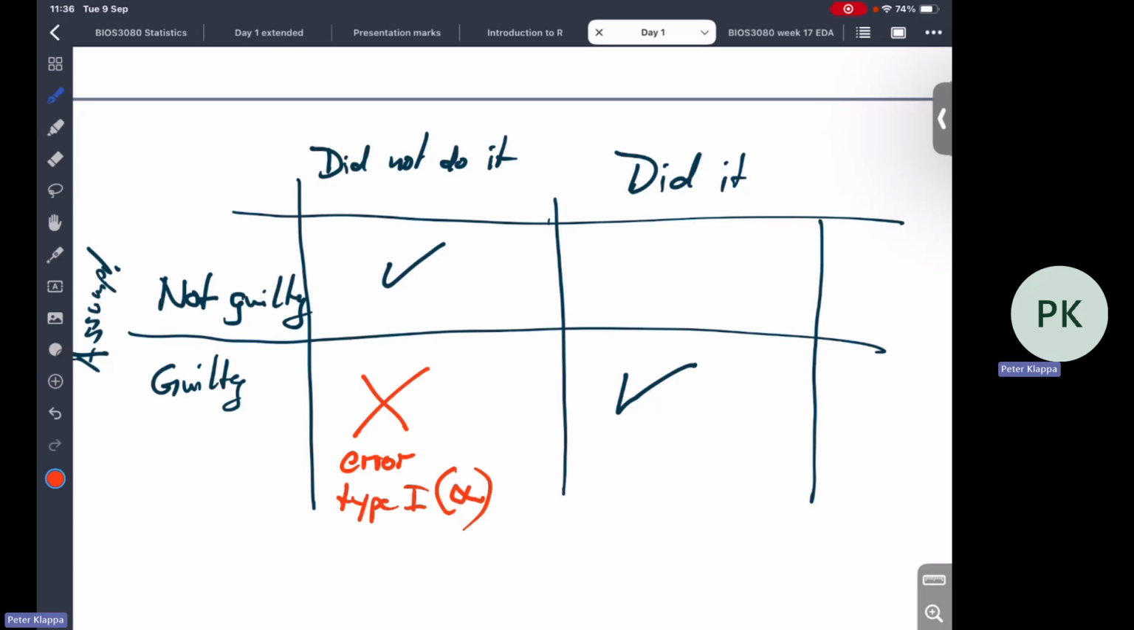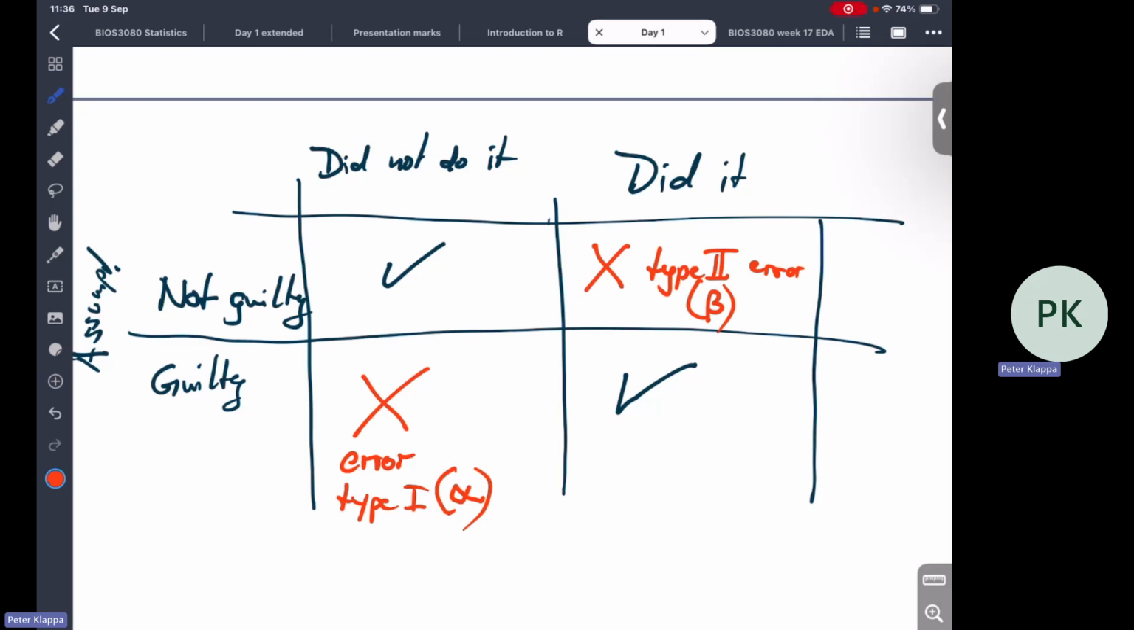On the other hand, if she did it, but we let her go, it's the wrong decision, and this is called a type 2 error, abbreviated with beta.